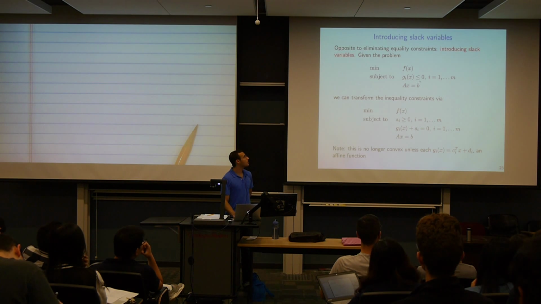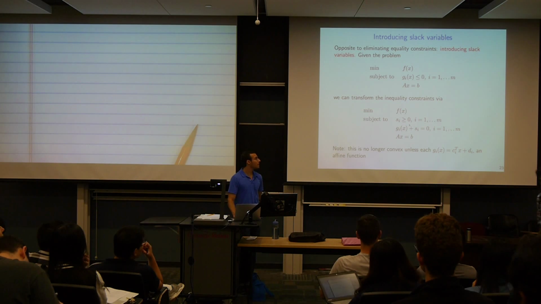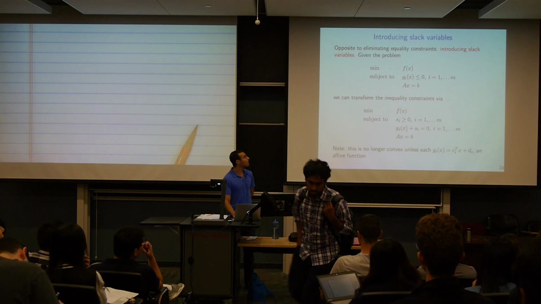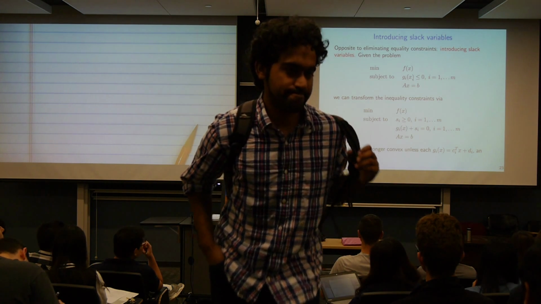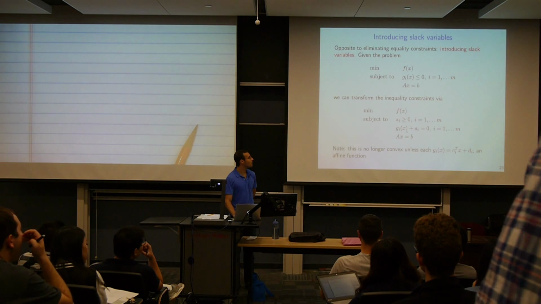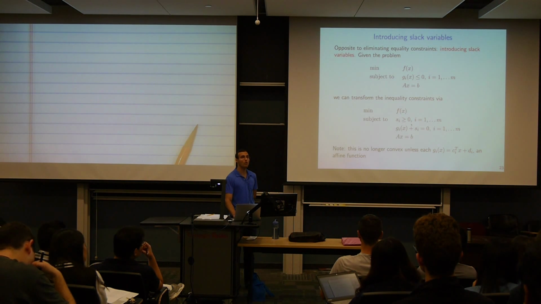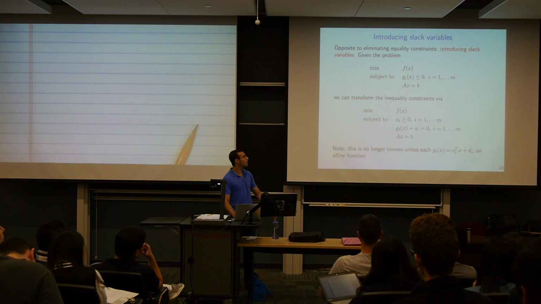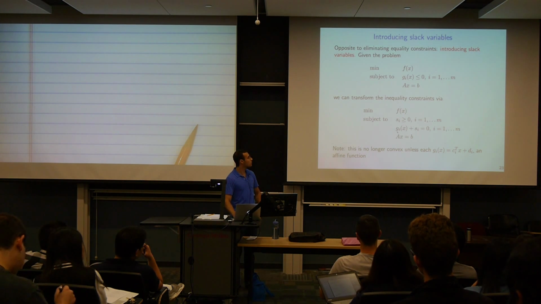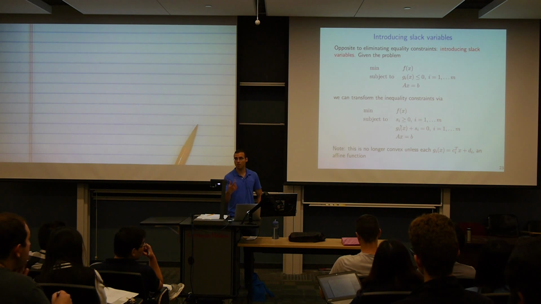The general idea is if you have g_i of x less than or equal to 0, you can rewrite that as g_i of x plus s_i equal to 0, where s_i is a new variable you've introduced, and you put a non-negativity constraint on s_i. These two together are the same as this. But you can see that when g_i is affine, this entire thing is just a new affine equality constraint. So you can get rid of affine inequality constraints in exchange for more equality constraints and simpler inequality constraints that are just non-negativity constraints.